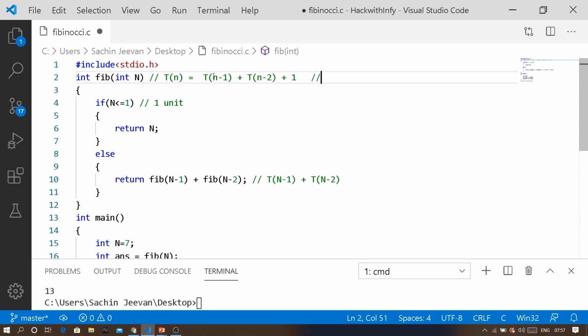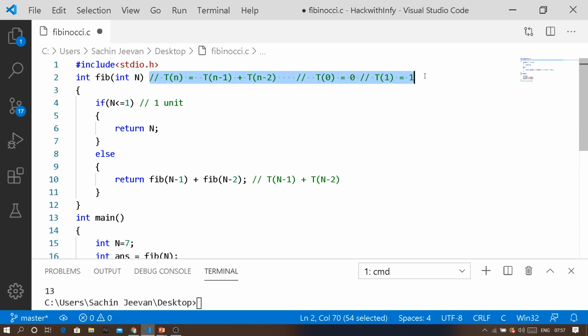And what is the stopping condition? The stopping condition is T of 0 equal to 0 and T of 1 is equal to 1. The 0th Fibonacci number is 0 and the 1st Fibonacci number is 1. So this is what the base condition is. Okay, what I'm going to do is ignore this plus 1 in order to make the solving process very easy for you to understand. We are neglecting the very smallest unit called 1. Compared to the two recursive calls, plus 1 is a very minute part, so I'm just cutting it down.